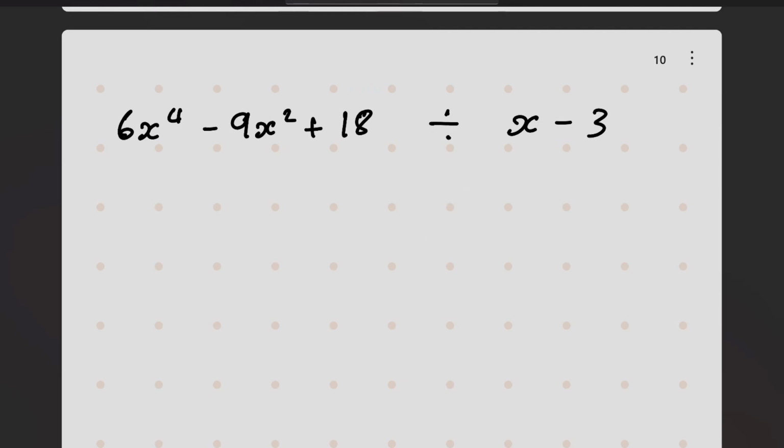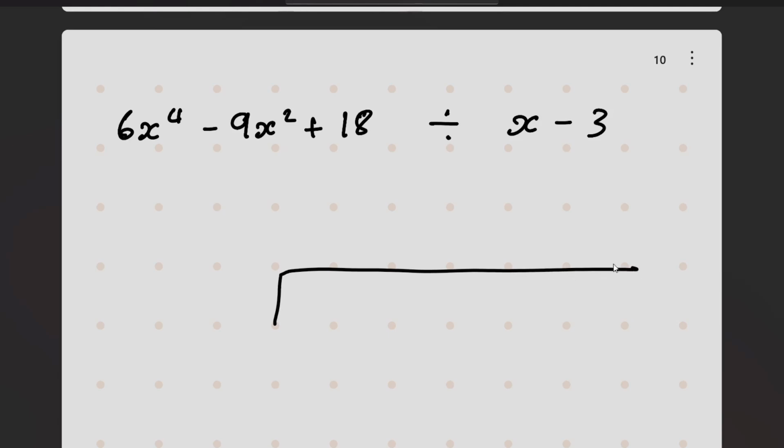Now here's one question of polynomial division where you have to be very, very careful with how you solve this. Say you have 6x to the power 4 minus 9x squared plus 18, and you divide this by x minus 3. Now if you've noticed, we don't have x cubed, we don't have x either. So how are we going to divide this? You're basically going to consider x cubed and x, but its coefficient is just going to be 0. And let me show you what I mean by that.